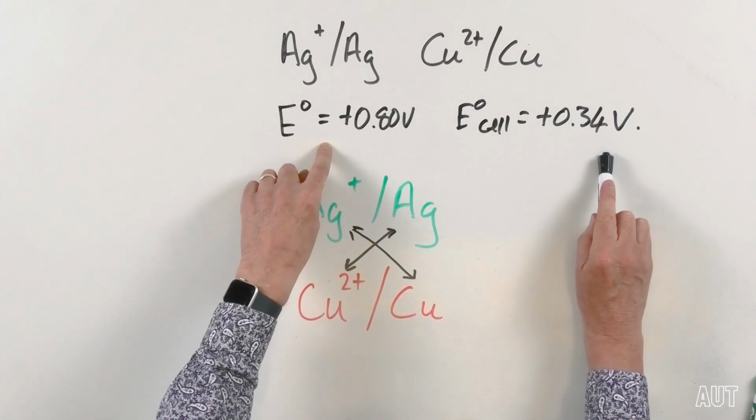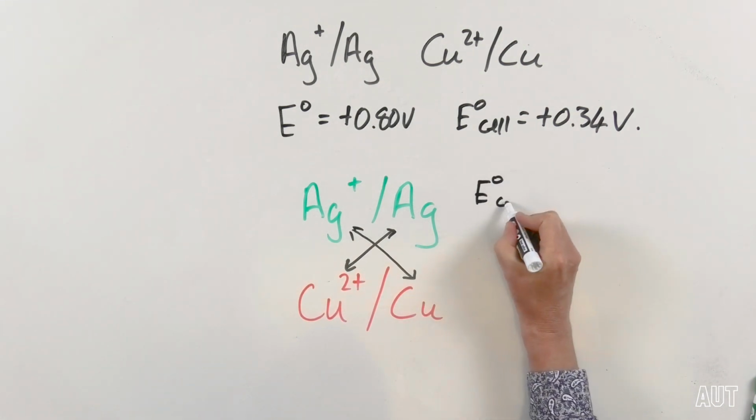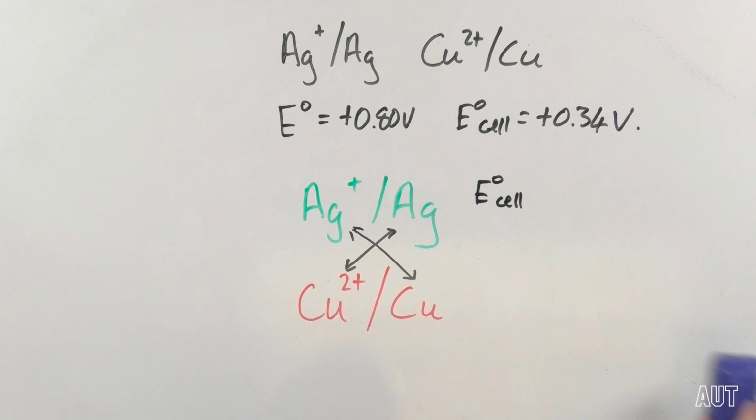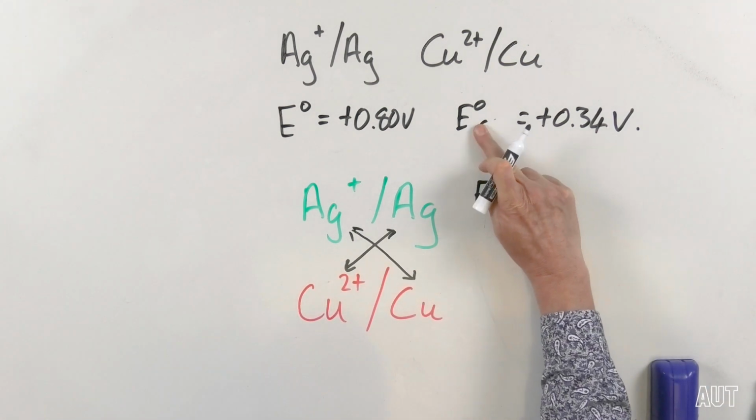Well, once we're given these values here, once we're given the E-naughts of the cell, then it becomes hopefully fairly obvious. So E-naughts are for that particular half cell. In this case, whoops, let's take out the cell there.